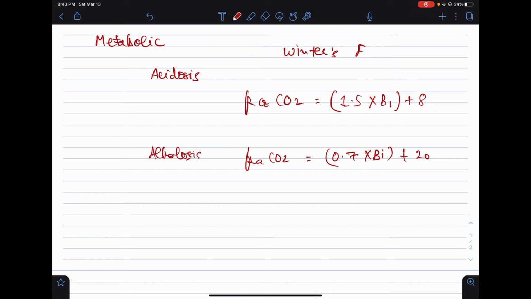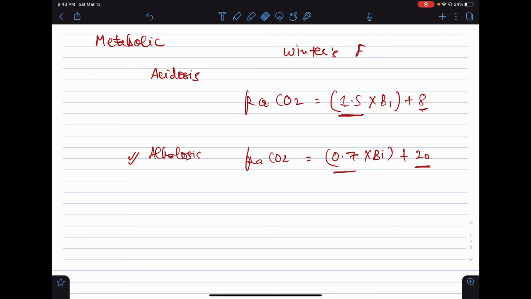You can remember it like this: it's 1.5, and half of this is 0.7, and 8 is approximately double. It's just a way to remember. The more you practice, the more acquainted you will get with this equation of the alkalosis. Okay.